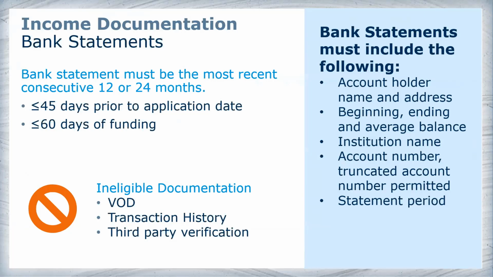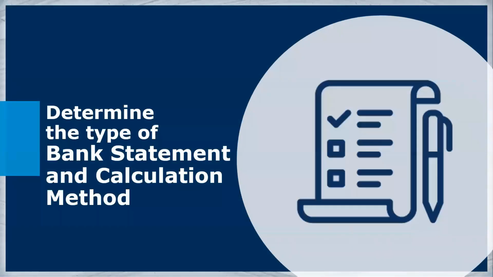The bank statements must include the account holder name and address, the beginning, ending, and average balance, the institution name, the account number. The truncated account number is permitted, however, and then also the statement period. Ineligible documentation is a VOD, transaction history, or third-party verification. So you need to have those bank statements in order to be able to qualify.